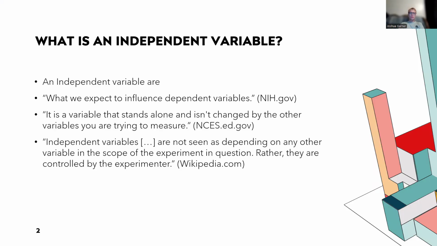What is an independent variable? Independent variables are what we expect to influence dependent variables, according to NIH.gov. NCES says it is a variable that stands alone and isn't changed by the other variables you are trying to measure. Wikipedia says independent variables are not seen as depending on any other variable in the scope of the experiment in question. Rather, they are controlled by the experimenter. So these variables are the ones that you intentionally change in your experiment. They are the ones that the experimenter has complete power over.